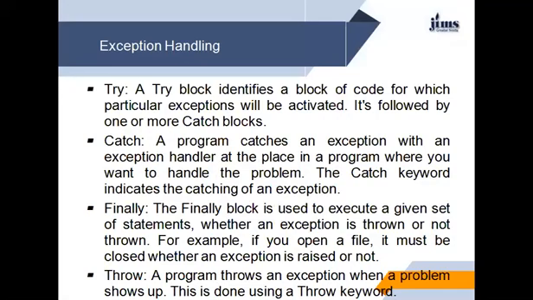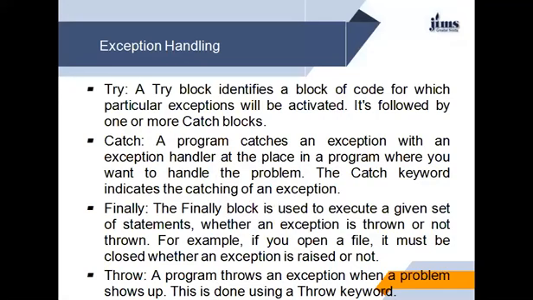Finally, the finally block is used to execute a given set of statements, whether an exception is thrown or not. For example, if you open a file, it must be closed whether an exception is raised or not. So whatever code you write in the finally block will be executed, whether the exception raised by the try is caught or not caught. It does not care about any of these things. The finally block must be executed.